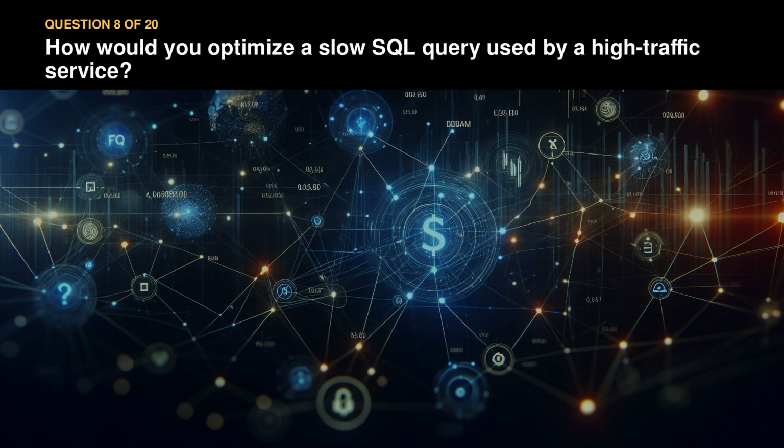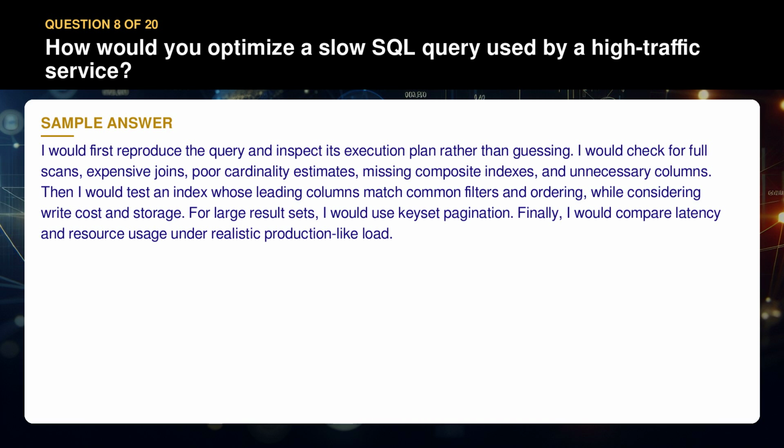Question 8. How would you optimize a slow SQL query used by a high-traffic service? I would first reproduce the query and inspect its execution plan rather than guessing. I would check for full scans, expensive joins, poor cardinality estimates, missing composite indexes, and unnecessary columns. Then I would test an index whose leading columns match common filters and ordering, while considering write cost and storage.